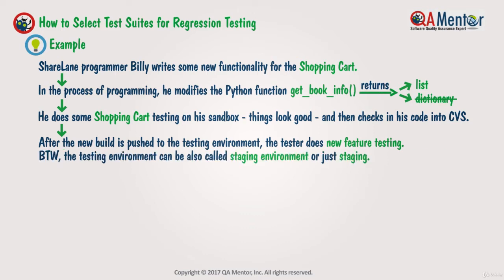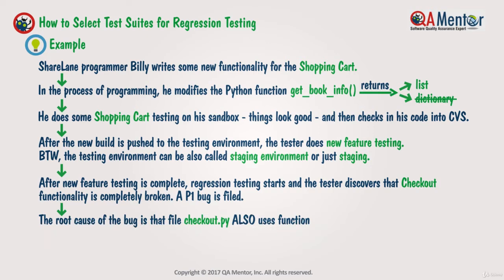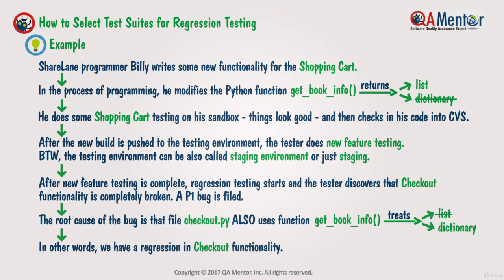By the way, the testing environment can also be called staging environment or just staging. After new feature testing is complete, regression testing starts, and the tester discovers that checkout functionality is completely broken. A P1 bug is filed. The root cause of the bug is that the file checkout.py also uses function getBookInfo and treats its output as a dictionary, not a list. In other words, we have a regression in checkout functionality.